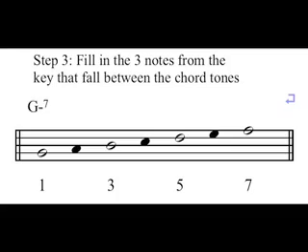Step three, we're going to fill in the three notes from the key of E flat that fall in between the chord tones. So in between G and B flat in the key of E flat is an A flat, in between B flat and D in the key of E flat is a C, and in between D and F in the key of E flat is an E flat. And there we go, there's our chord scale.